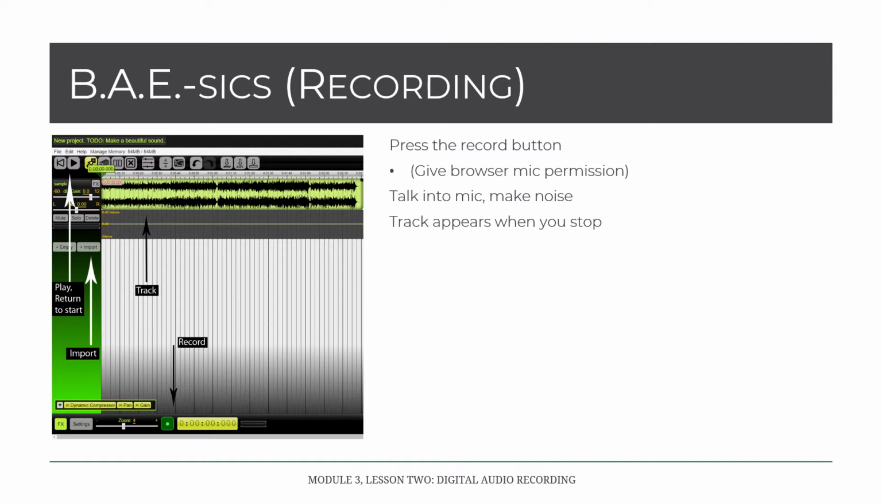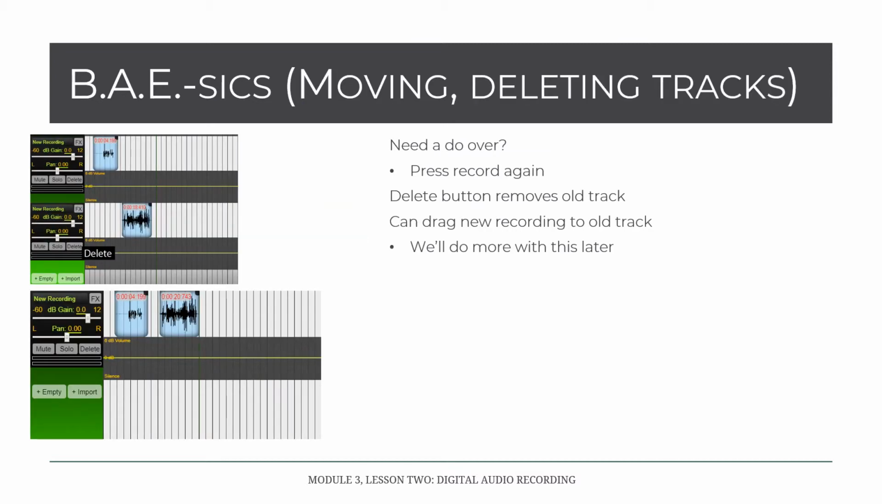Talk into your mic as BAE is recording. Make some noise. When you stop the recording by pressing space or pressing the stop button, the waveform for your track appears. One of the advantages of recording software like BAE is that if we make a mistake while recording, we can also try again. If, while recording in BAE, you decide you want to try again, simply stop the recording and press the record button again.